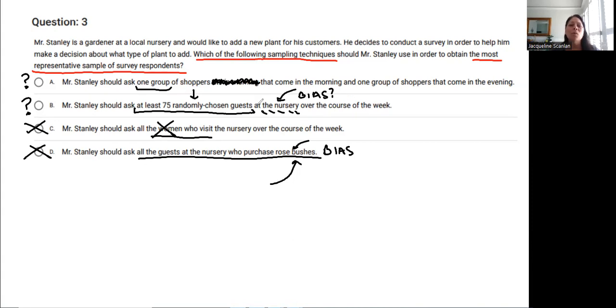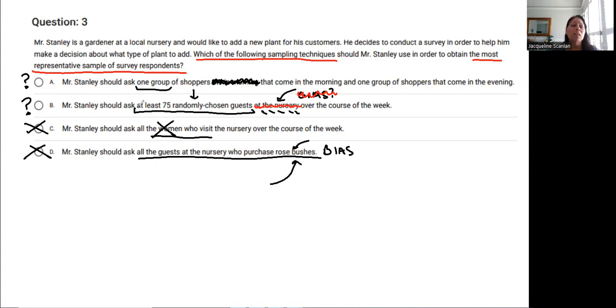I know some of you might say, well, if they're only asking people at the nursery, that's biased. However, again, he's conducting a survey about his customers. So I guess they kind of have to be at the nursery. So I'm going to remove that as a bias. All right, so one group of shoppers that come in the morning and one group of shoppers that come in the evening, that's really a wide variety of people. He's not saying male or female. He's not saying a specific group that likes a specific flower. So I think that's pretty random.